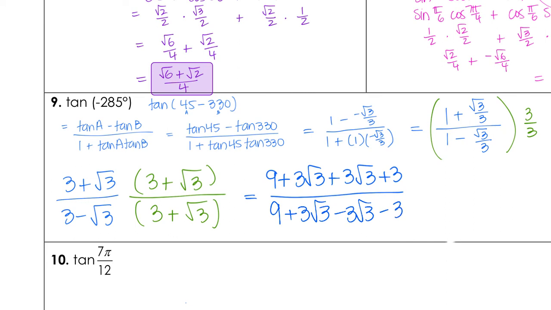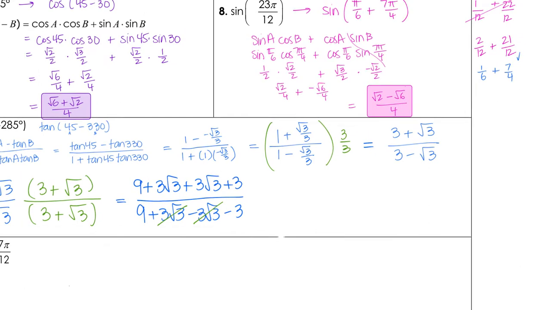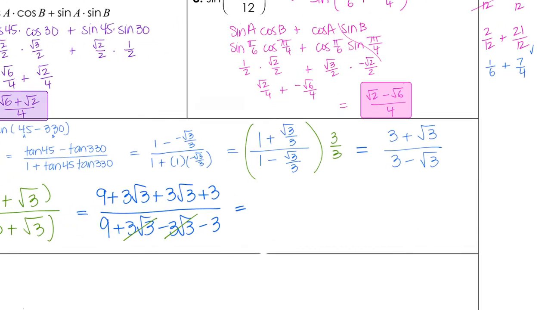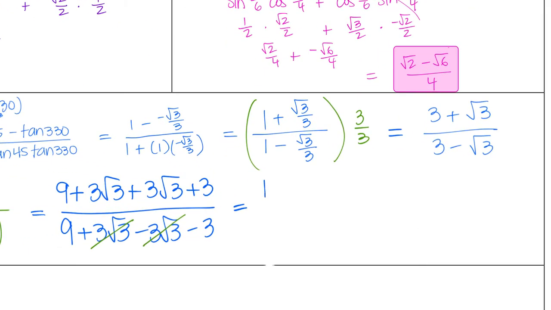So what's good is that in the numerator, the two terms that have square roots of 3 are going to be gone. So we're going to simplify everything that we have left. Combining like terms, 9 plus 3 is 12. And then I have 6 square root of 3. Then at the bottom, 9 minus 3 is 6.